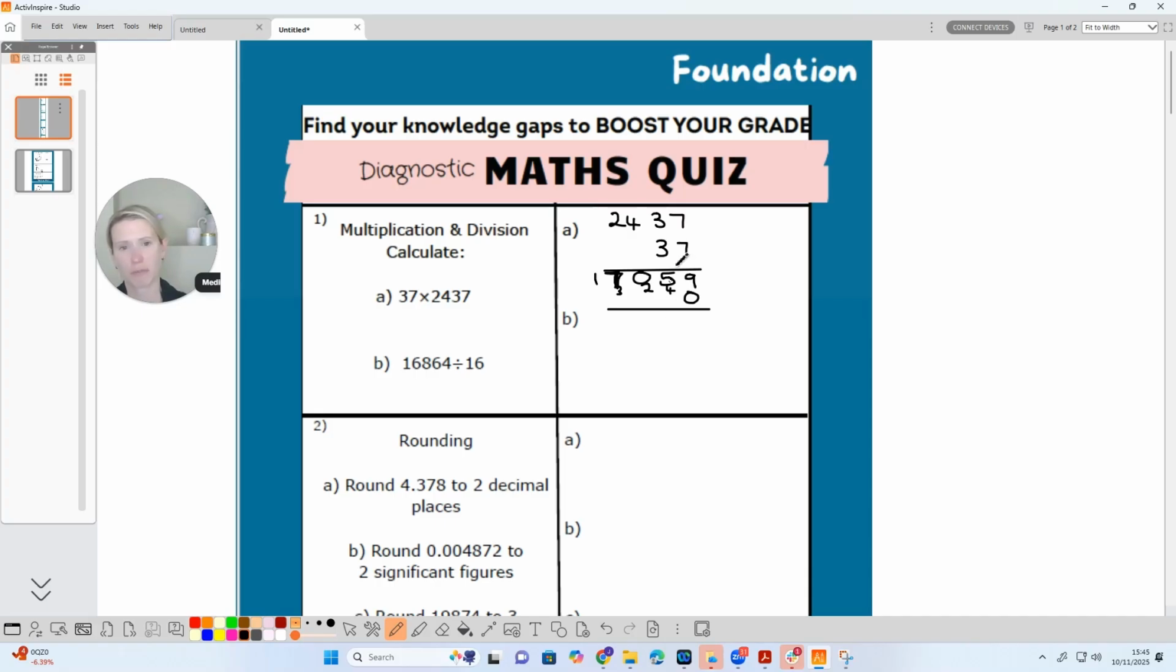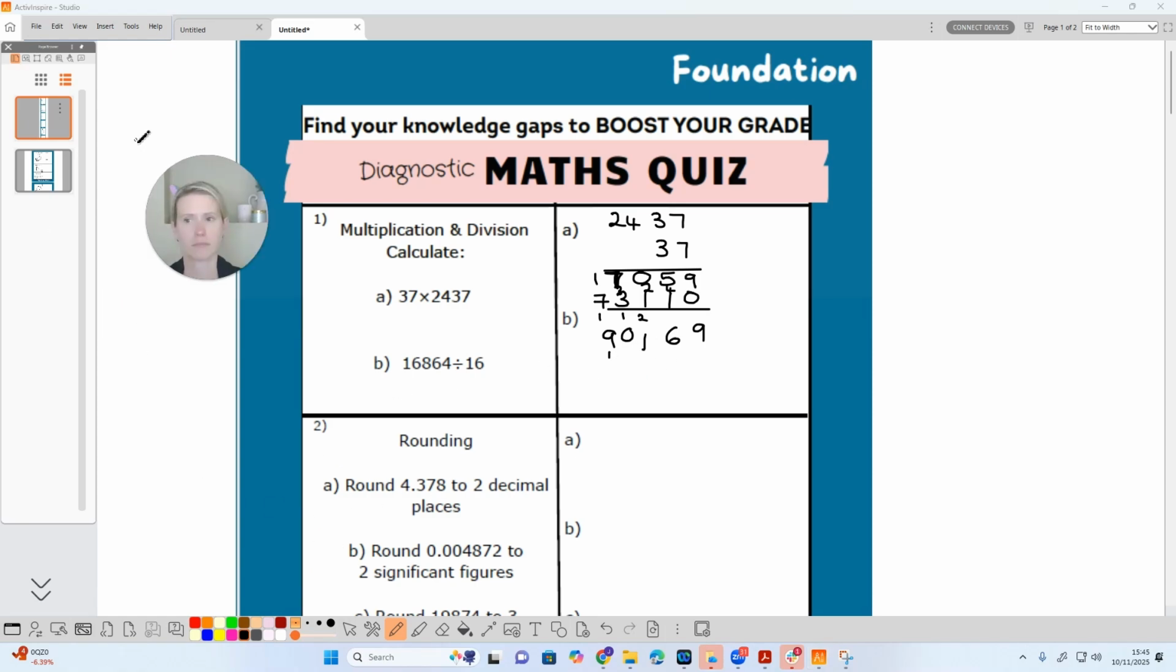We're now moving on to the 3 times 7, which is 21. 3 threes are 9, plus your 2 are 11. 3 fours are 12, plus 1 is 13. 3 times 2 is 6, plus the 1 is 7. Adding them together gives you 90,169.